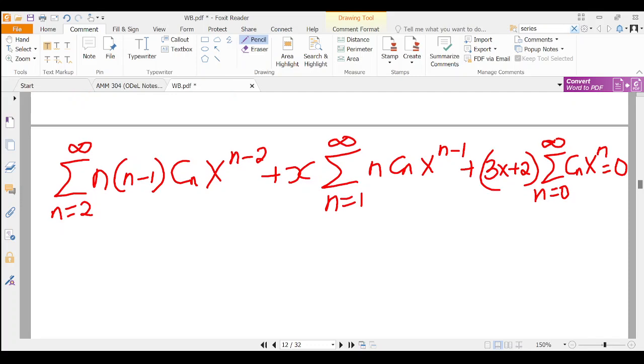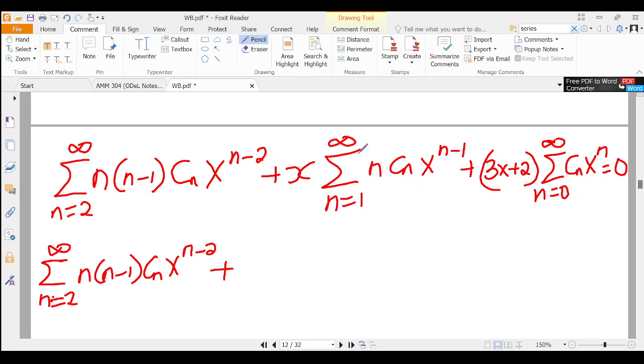Now, we see that we can simplify this. So we write the first term, the sum from n equals 2 to infinity, n times n minus 1, Cn x raised to power n minus 2. Then plus, for the second term, we see that we have x here, x raised to power 1. We should multiply x raised to power n minus 1. Then we add the powers to get x raised to power n, so that we have the sum from n equals 1 to infinity n times Cn times x raised to power n.